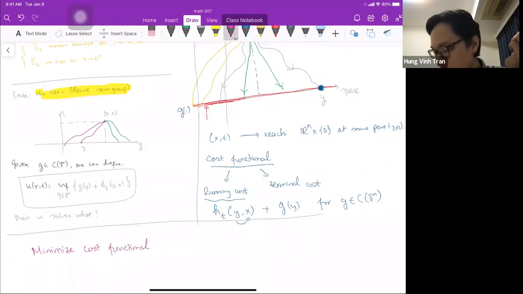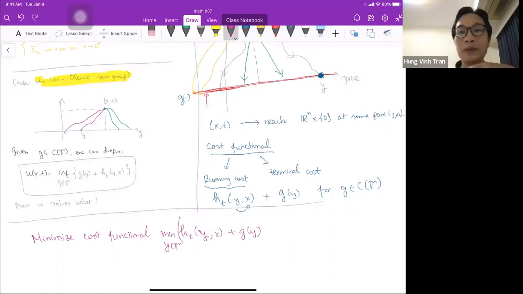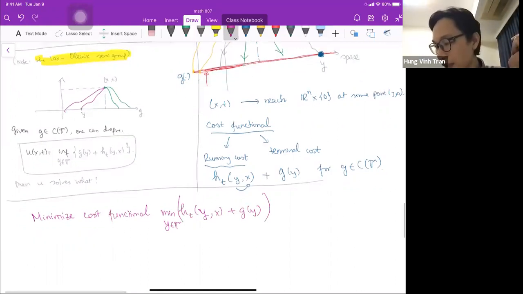So say h_t(x, y) plus g(y). You try to take the minimum over y in the torus, and that's exactly the problem. In optimal control and dynamical systems, we're going to talk about that later. It's really about understanding the dynamical properties of this problem.